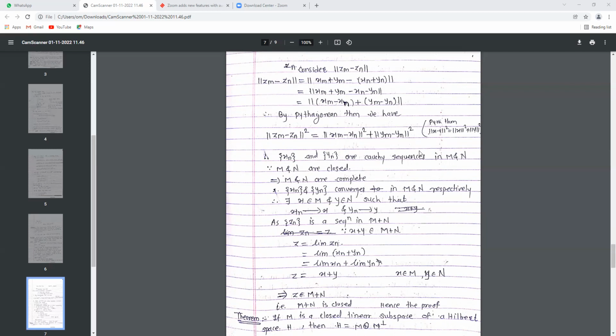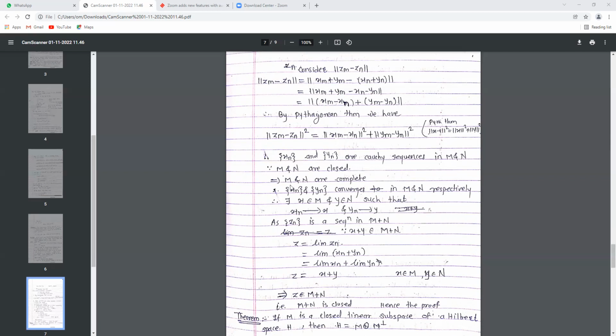Same by the Pythagorean theorem, we know that the norm of x minus y squared is the same as this. Therefore, xn and yn are Cauchy sequences in M and N. Why? Because M and N are closed linear spaces, and if we have a closed space, then every limit point of that space should lie in that space. So a sequence should converge in the same space.